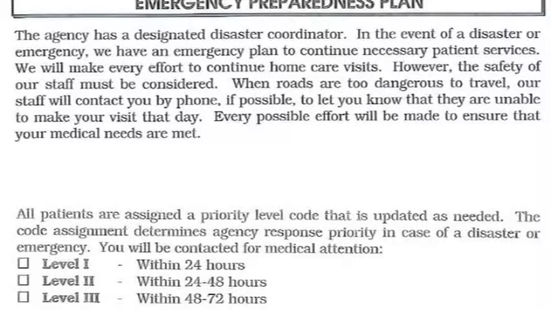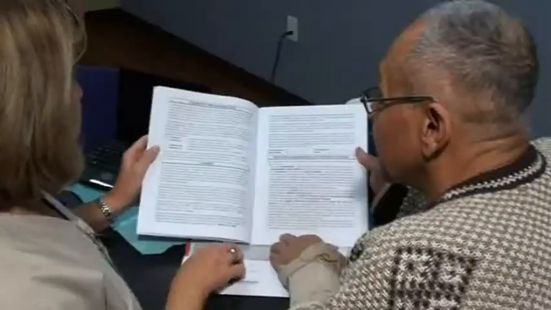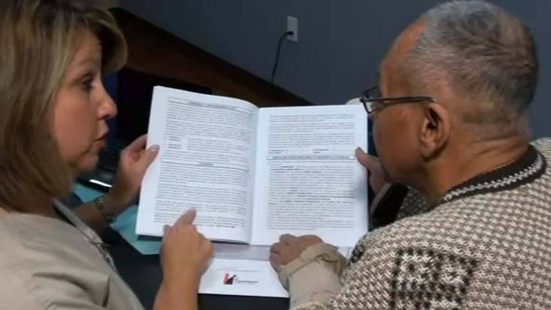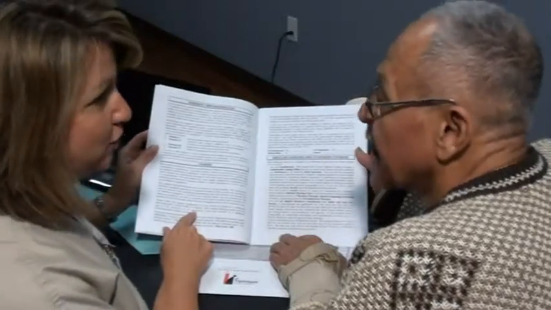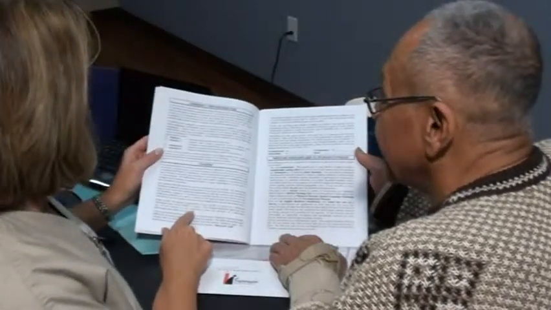I'm going to assign you a priority code, and I'm going to put you as a priority 2. And a 2 means that you require moderate level of skilled care, and a caregiver could provide basic care during an emergency. Mr. Wilson, this section goes over charges, and I know that's always a concern to people.